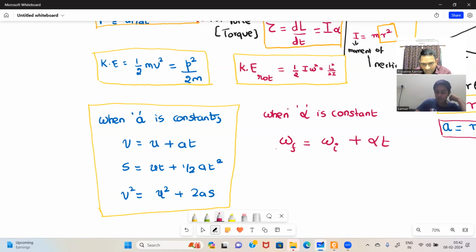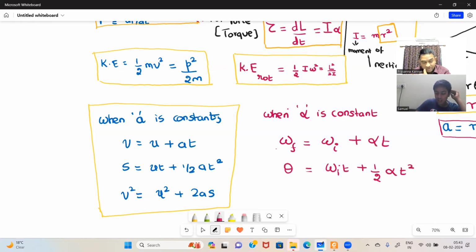Right, sir. Now tell me, S is equal to UT plus half AT squared. What will be the equivalent in rotational motion? S is displacement, so we require angular displacement. Angular displacement is theta. The coefficient? Omega I. Good. Omega I T. Very good. Plus half alpha t squared. Very good.